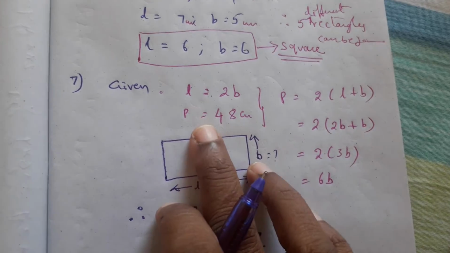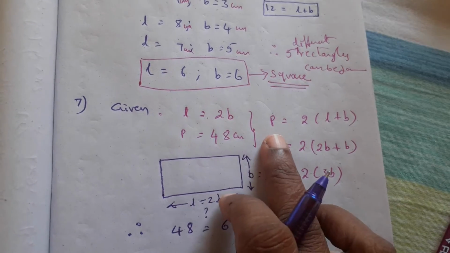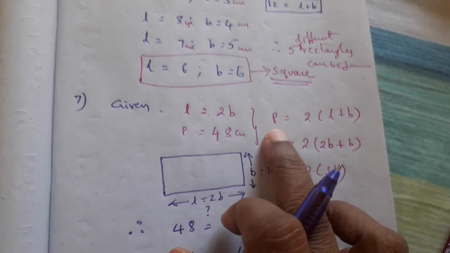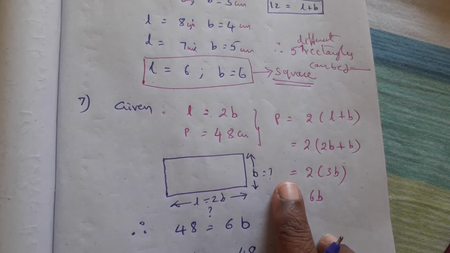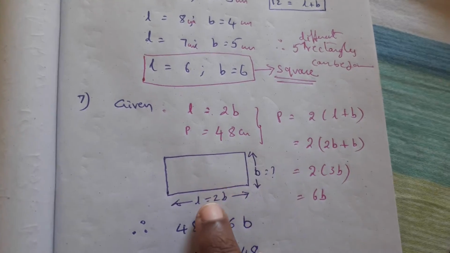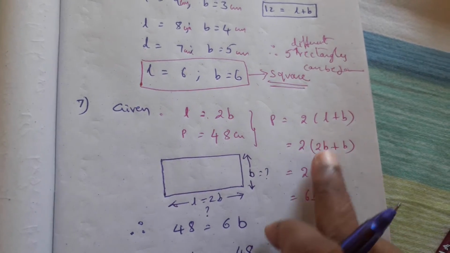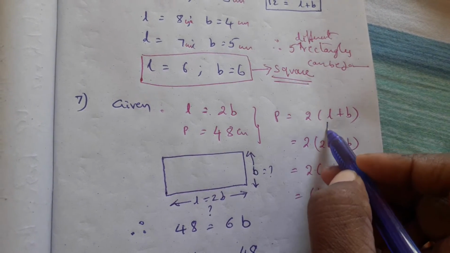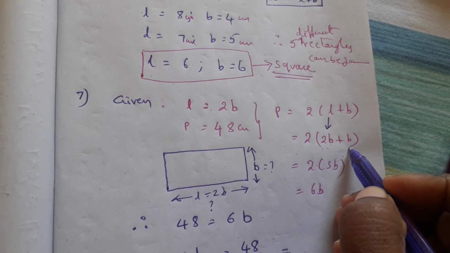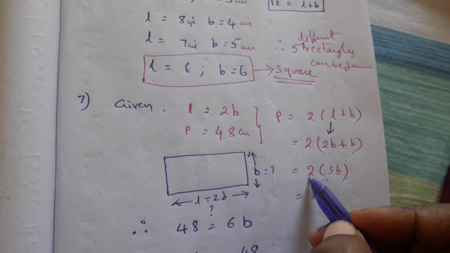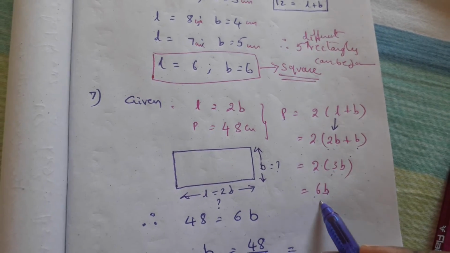So now what should we do? Similar to the previous problem. In the third problem, how did we do it? Like that only. Perimeter is given. So what is the formula for perimeter? Perimeter is equal to 2 into (L plus B). Now what is L? As given, it is 2B. So in place of L, you are writing 2B. 2B plus B, yes, it is 3B. 2 into 3B, 2 into 3 is 6B. So perimeter is equal to 6B.